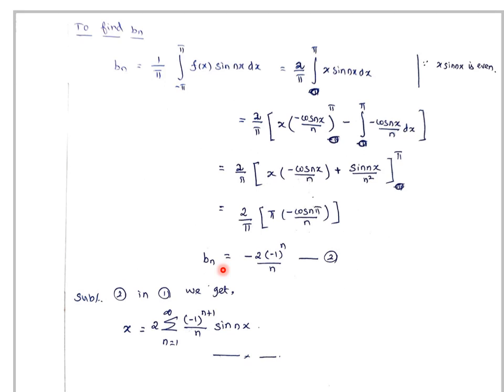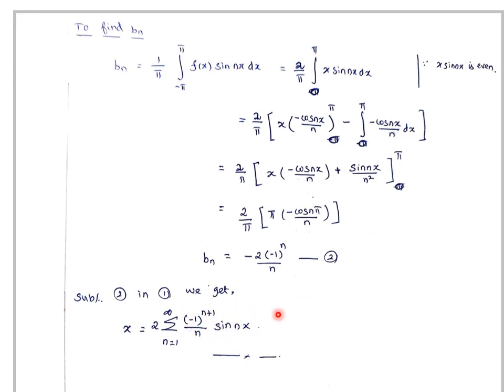to 0. The only bn is equal to minus 2 into minus 1 whole to the power of n divided by n. Therefore, substituting in the general term, our f of x equal to x. Therefore, x equal to 2 into summation n equal to 1 to infinity bn. What is bn? Minus 1 whole to the power of, here again we can change this minus 1 whole to the power of n plus 1 divided by n into sin nx.